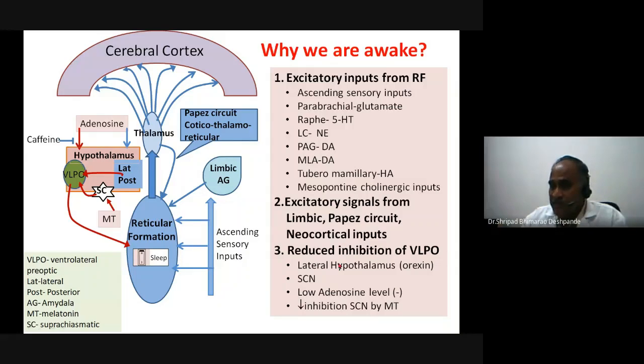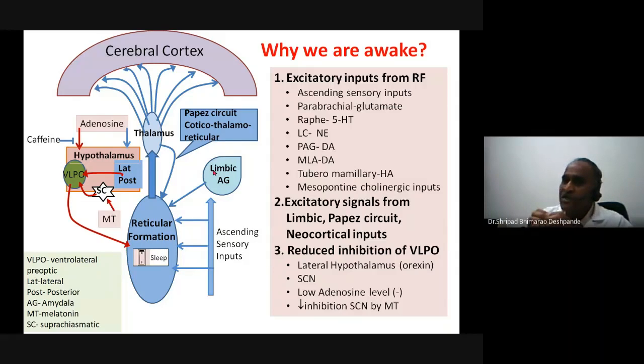So now I have covered this area here, reduced inhibition, because this is a more complex area in the hypothalamus. Reduced inhibition of VLPO coming from the lateral hypothalamus, that is orexinergic, coming from the suprachiasmatic nucleus, and decreased inhibition of SCN by the melatonin, and even the adenosines and other chemicals. Okay, that is how we are awake. We are awake because of the interactions of these things, not only a single factor, but multiple factors that operate together and keep us awake.